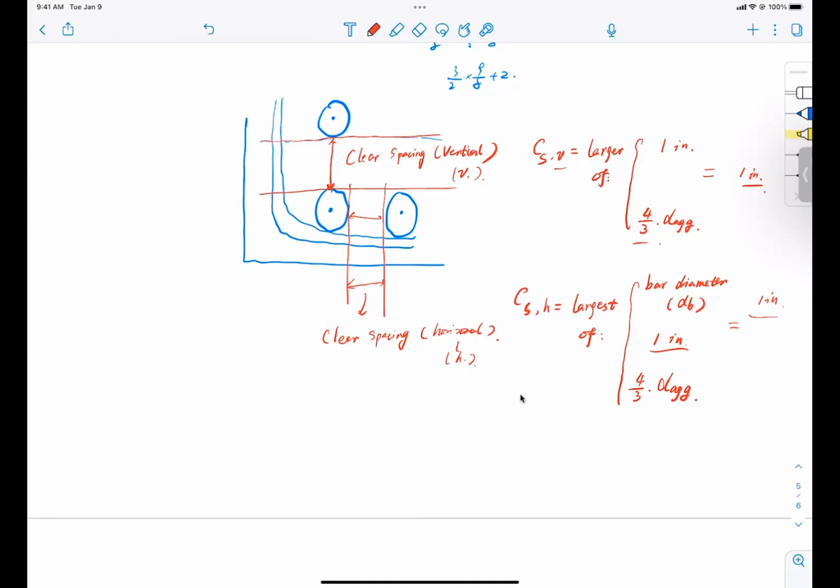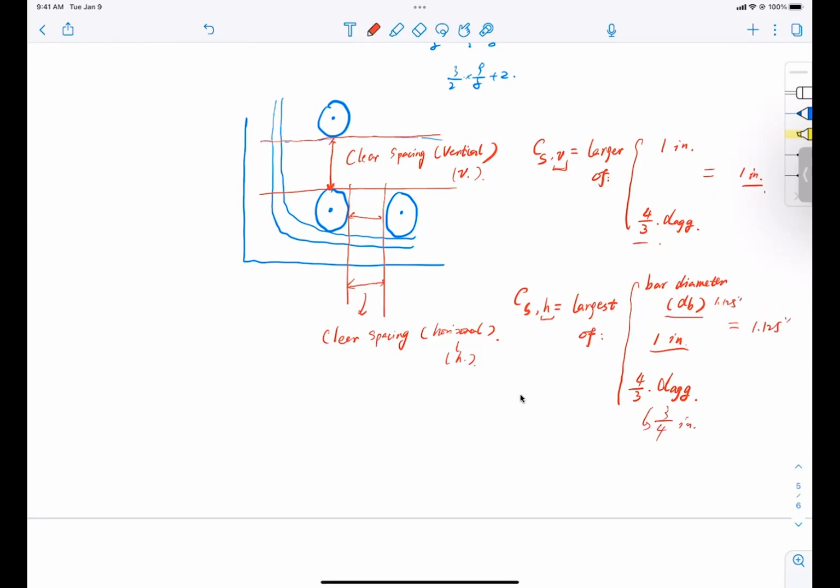Be careful. Let's do the calculation. How many layers of bars do I have? 2 number 9 bars, so 1 layer. So I don't have to worry about vertical spacing. I only have to worry about horizontal spacing. In this case, dB is number 9. What is the size of number 9 bars? 9/8, which is 1.125 inch. And aggregate size, let's say 3/4 inch. But you end up with the number 9 bar size. So the clear spacing is no longer 1 inch. Instead, it's 1.125 inch.